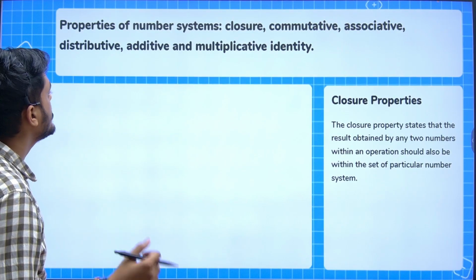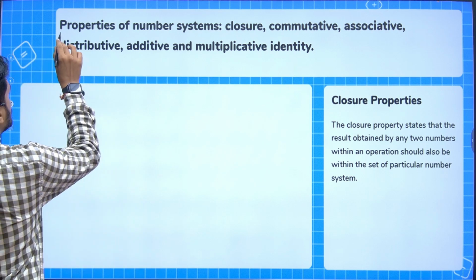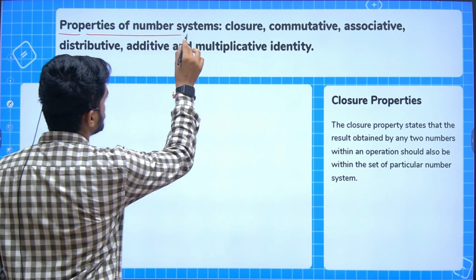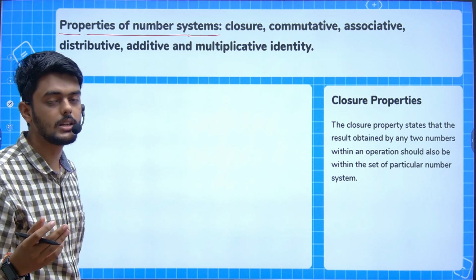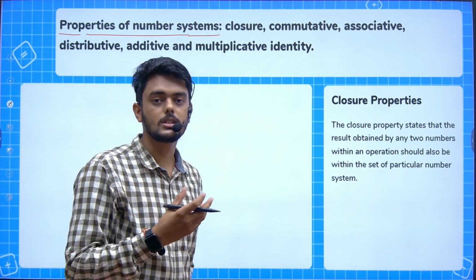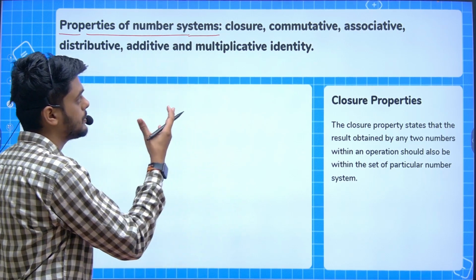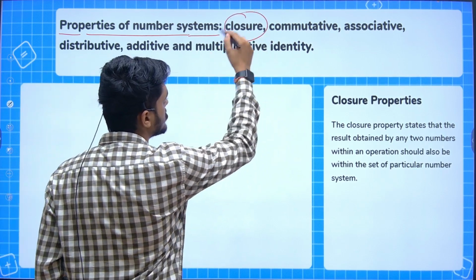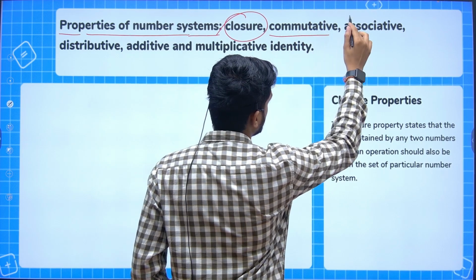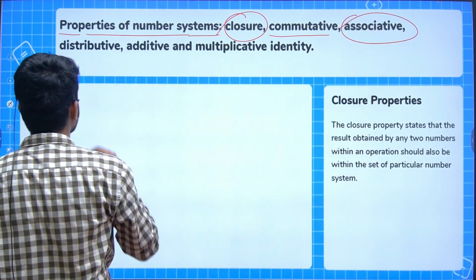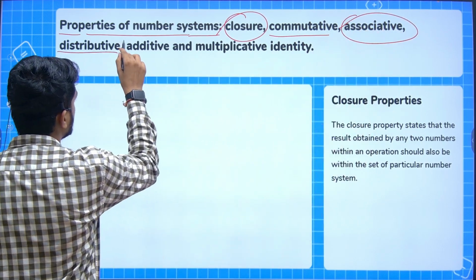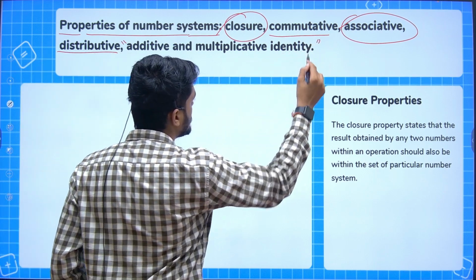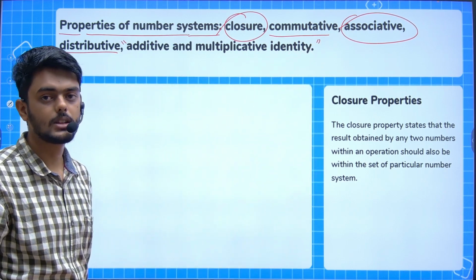Now we need to move ahead and look forward to the properties of the number system. Basically, these number systems work with some properties. The names of the properties are closure, commutative, associative, distributive, additive and multiplicative identity.